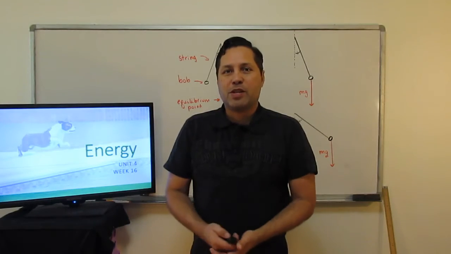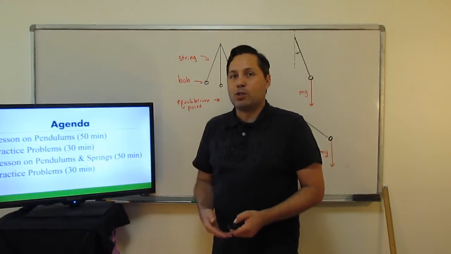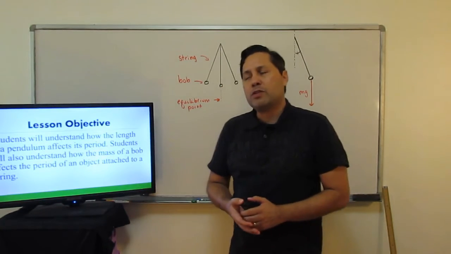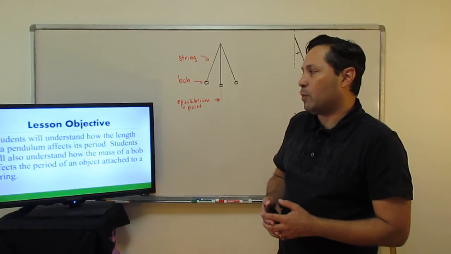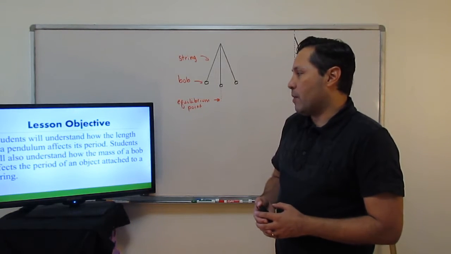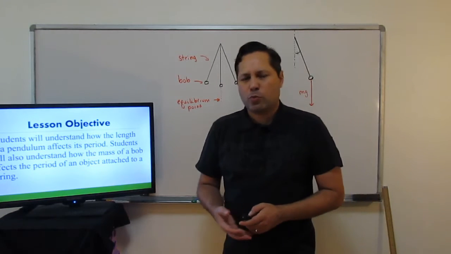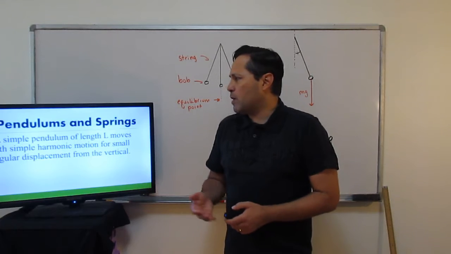Hi, this is week 16 of AP Physics, and in this week we'll talk about pendulums and springs. For our lesson objectives, students will understand how the length of a pendulum affects its period. Students will also understand how the mass of a bob affects the period of an object attached to a spring. So we're going to go ahead and discuss first those pendulums and springs.